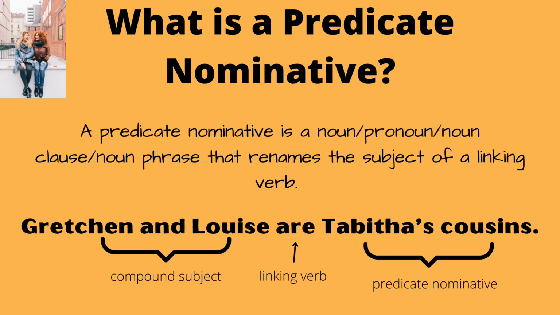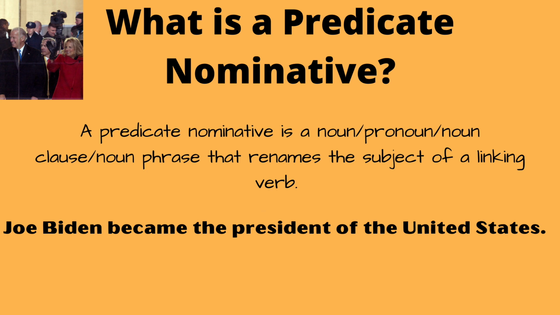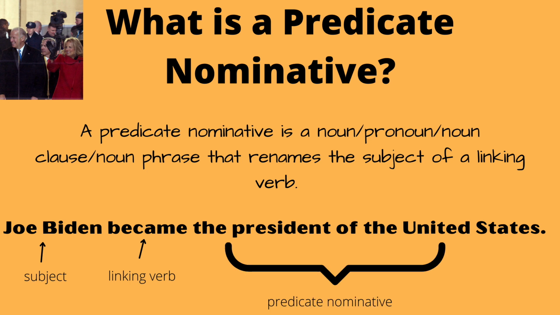Again, it might be helpful to think of our linking verbs in English as equal signs. Gretchen and Louise equals Tabitha's cousins. Next, Joe Biden became the president of the United States. Our subject is Joe Biden. Our linking verb is became, okay? That linking verb is connecting Joe Biden to the predicate nominative in the sentence. And that predicate nominative is President of the United States, a noun phrase.